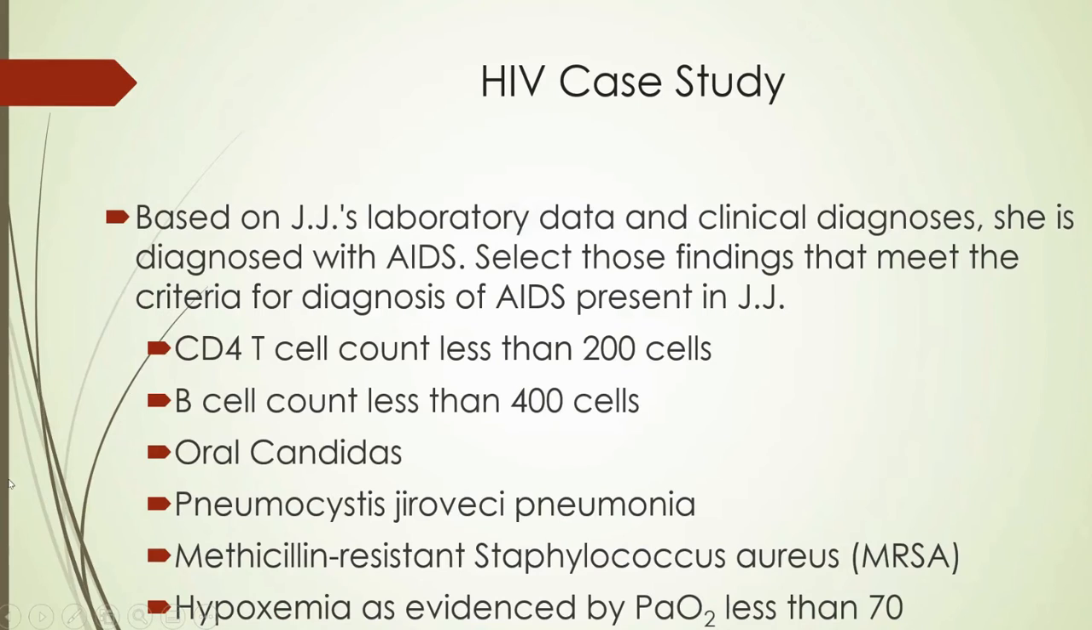And so she is diagnosed with AIDS because she met certain criteria. Looking at these here: A, CD4 count less than 200 cells. B, B cell count less than 400 cells. C, oral candidiasis. D, Pneumocystis pneumonia, don't quote me on that pronunciation. E, MRSA, or F, hypoxemia.